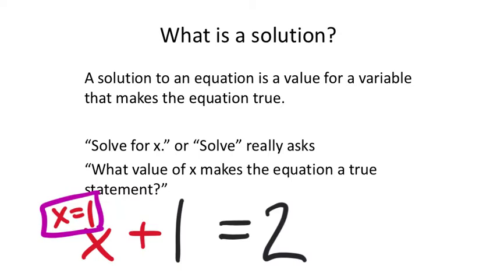So a solution to an equation is a value that you replace the letter, or variable, with that will make the equal statement a true statement. So when it says solve for x, or if it says solve, it's really asking, what value of x makes the equation a true statement? And again, in this case, it would be 1. Okay?